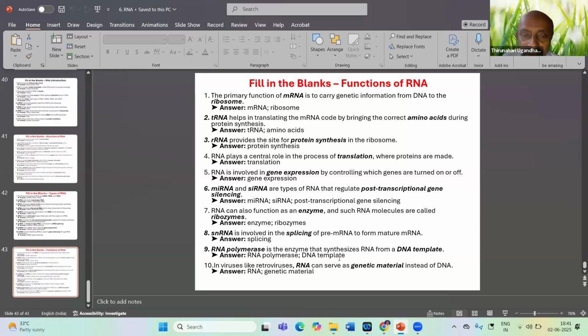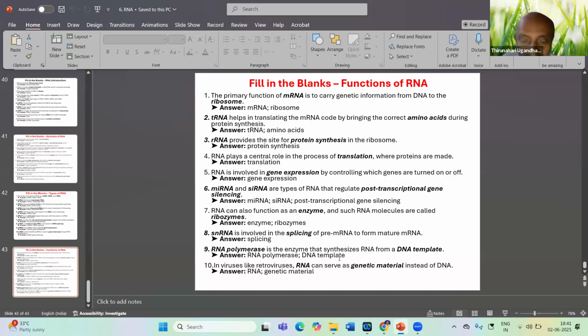miRNA and siRNA regulate the post-transcriptional gene translation process. RNA can also function as an enzyme, and such RNA molecules are called ribozymes. Ribozymes are a special type of enzyme, which means RNA can function as an enzyme.